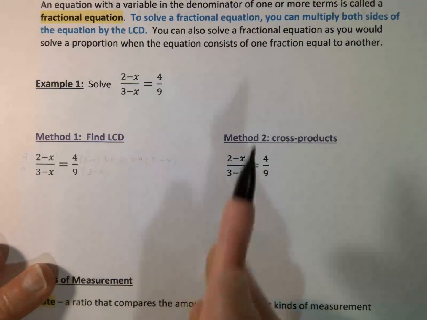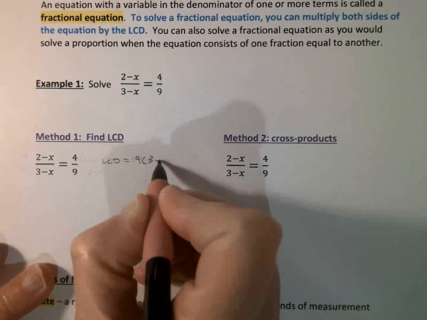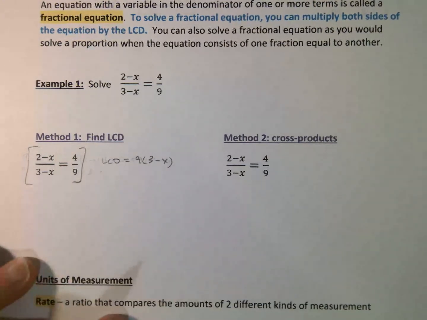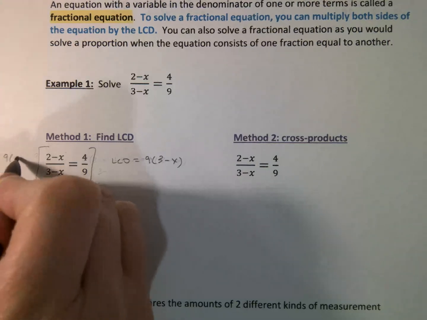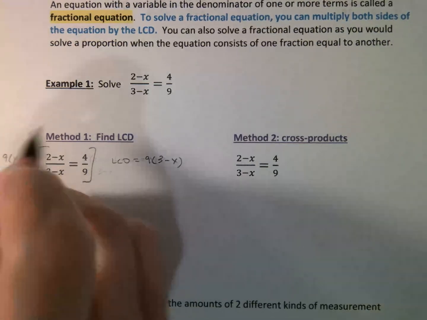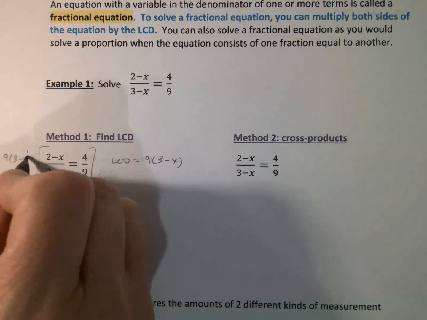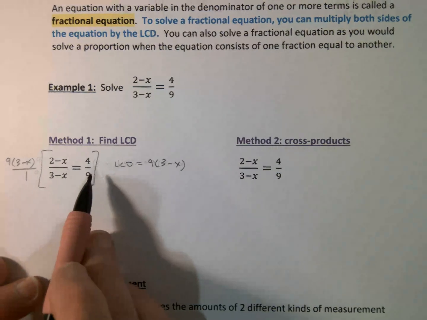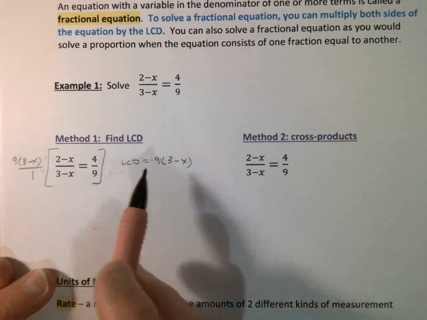If I look at these two fractions, my LCD is going to be 9 times 3 minus x. So I put the whole thing in brackets or parentheses, whatever you choose, and I'm going to multiply by 9 times 3 minus x, not x minus 3. 3 minus x, over 1. Because I'm multiplying both sides, it's fine. Just remember, you have to multiply both sides.